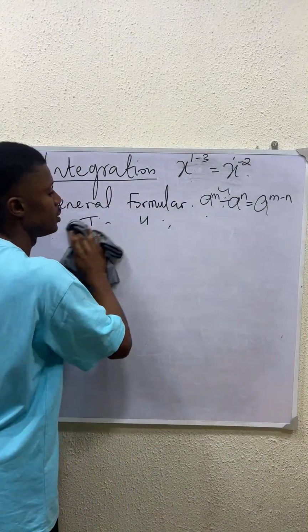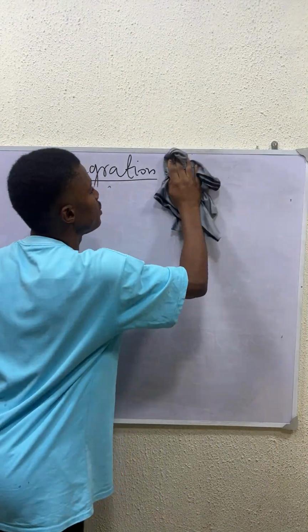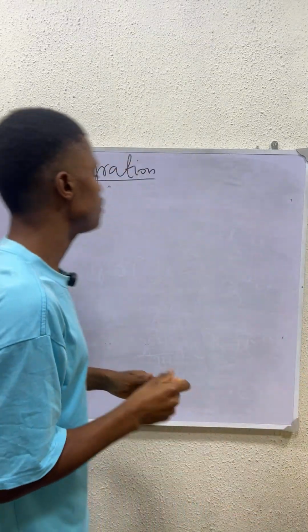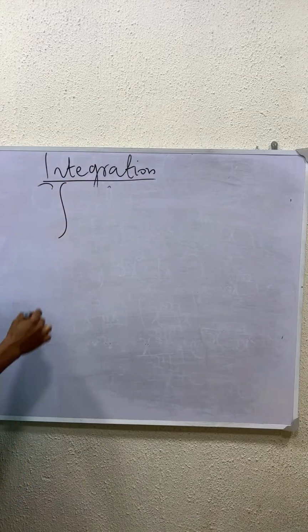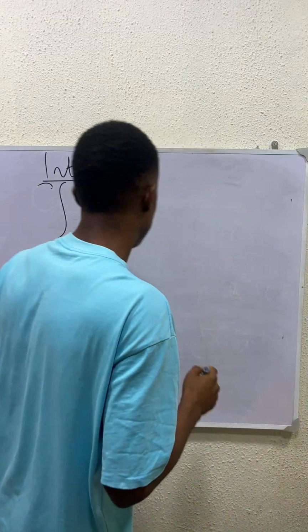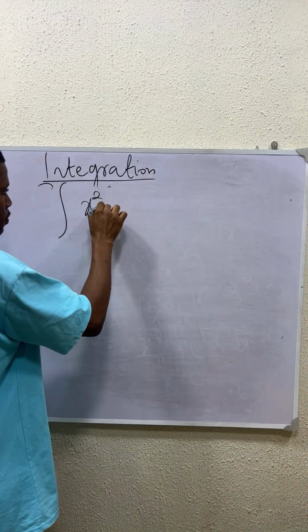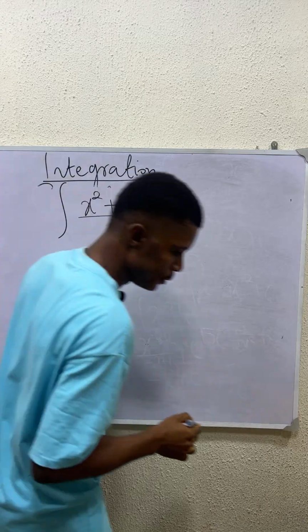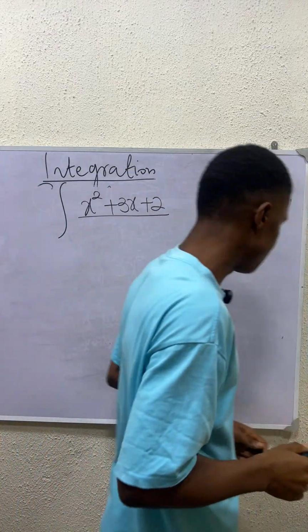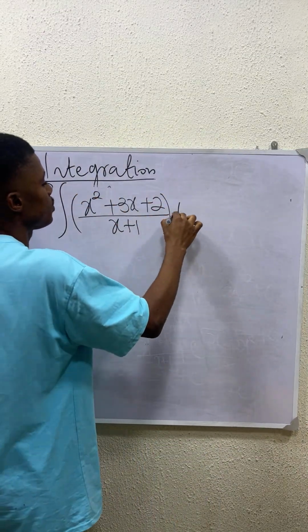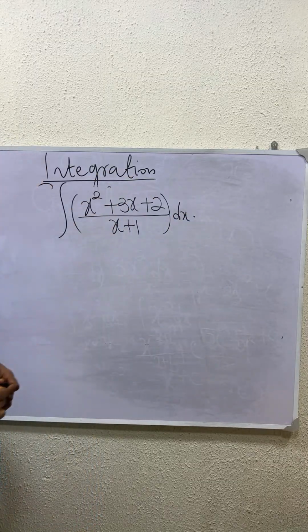So let's move on. Let's look at another tricky integration to do. Here I'm told to integrate the function x squared plus 3x plus 2, divided by x plus 1, with respect to x. This is very, very simple to do.